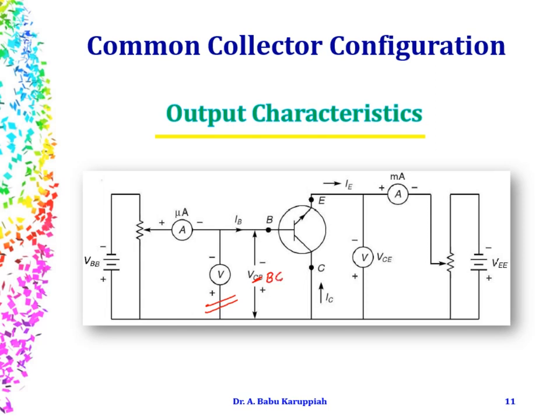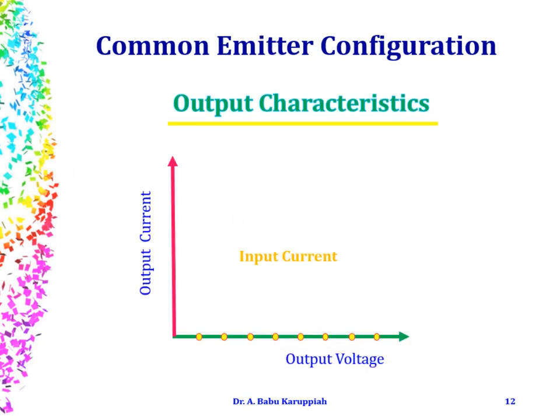Always have in mind that the second alphabet in this voltage notation always refers to the common terminal. Here, as it is common collector, we need to write it as VBC. Similarly, here the output voltage has to be written as VEC, the voltage across your emitter and collector. The input current is your base current and the output current is your emitter current, which is measured in milliamperes. So the output characteristics is going to be obtained by changing the output voltage VEC and noting down the corresponding emitter current, keeping the input base current constant.